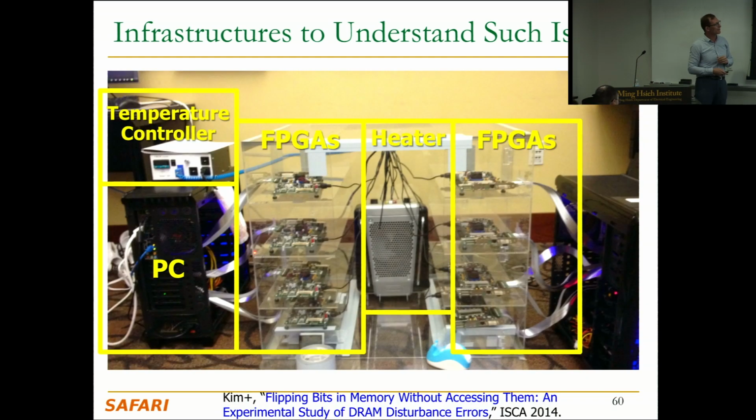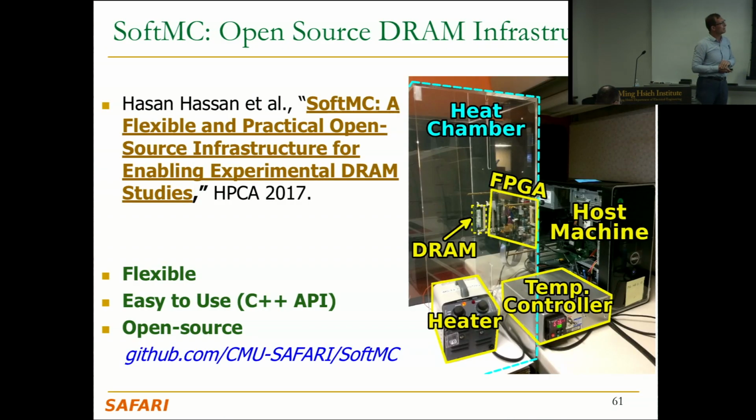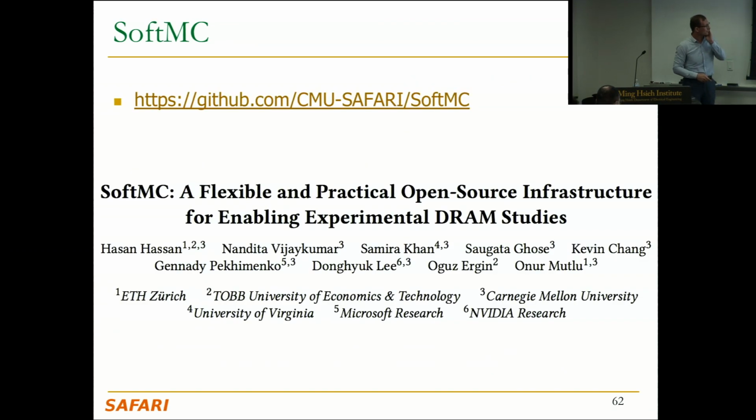So this is one of the infrastructures that we built. We can actually heat DRAM and then measure the effects that we have and understand. We actually released this FPGA-based infrastructure recently in an HPCA paper. We're happy to support it. It is actually relatively easy to use. It's C++ programmable. You could actually test DRAM, change the latencies, change the refresh retention time, and it's open source.